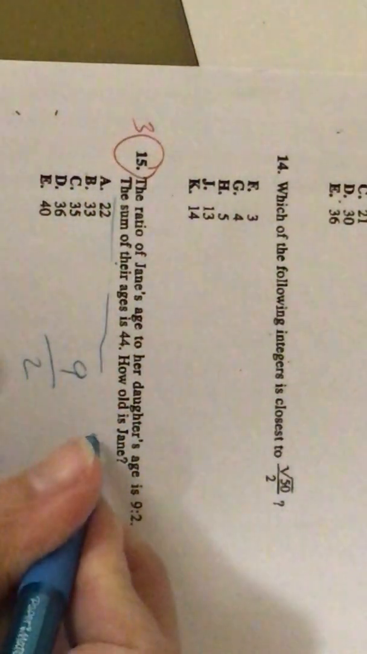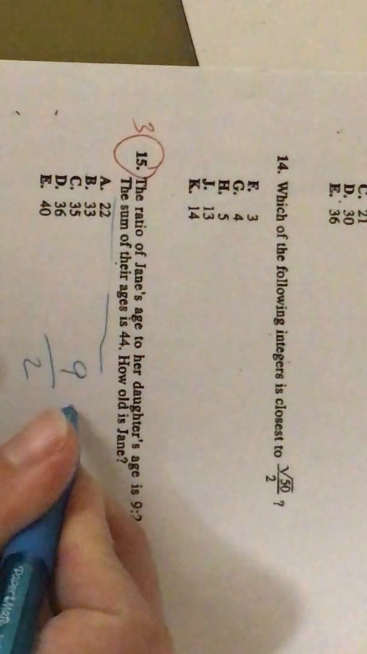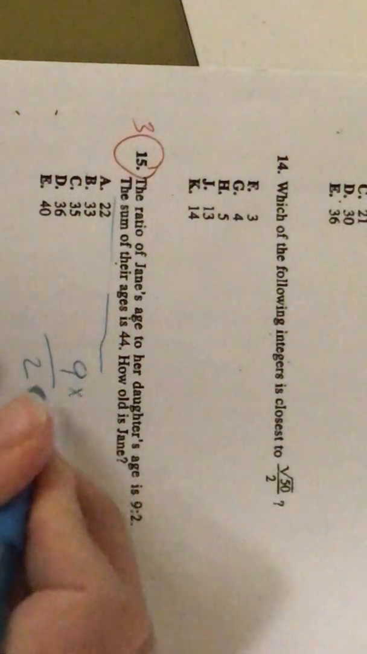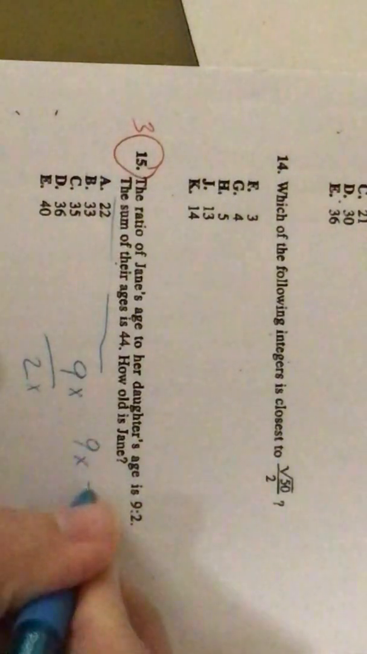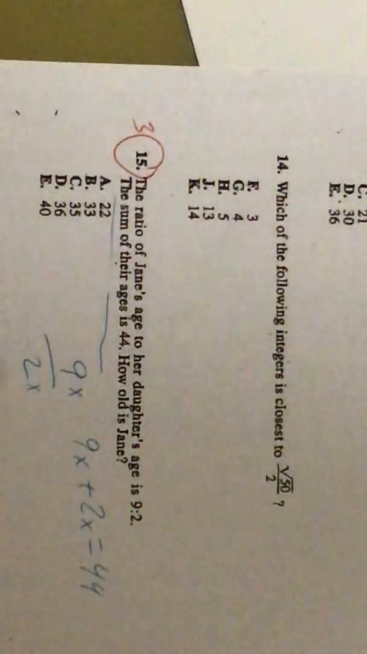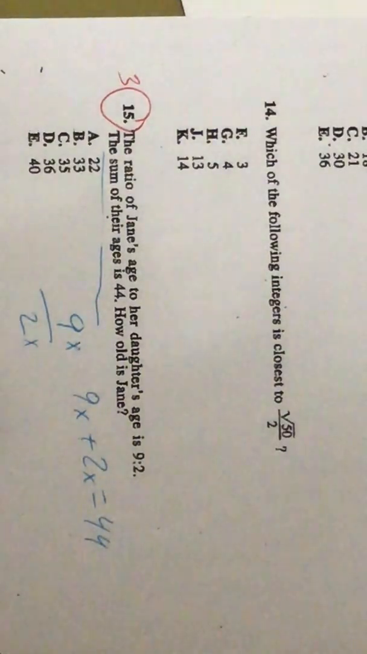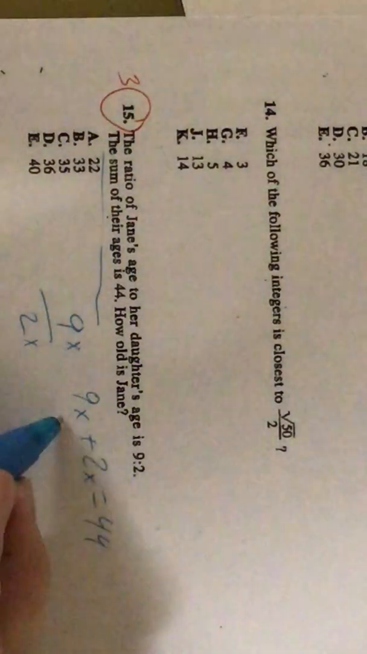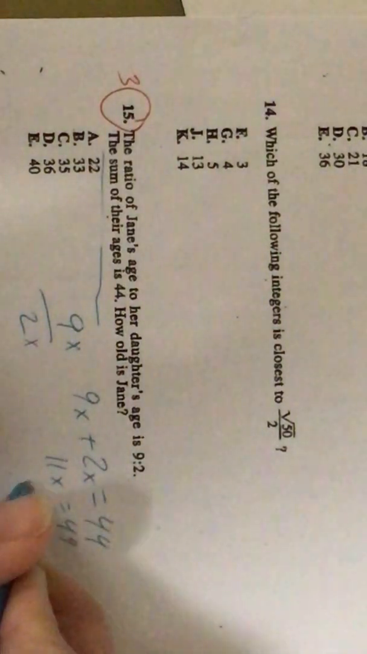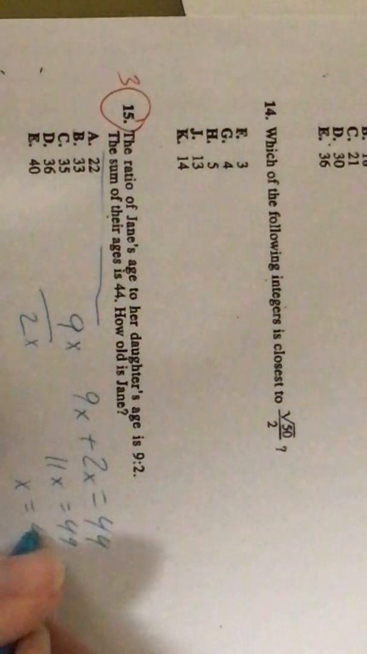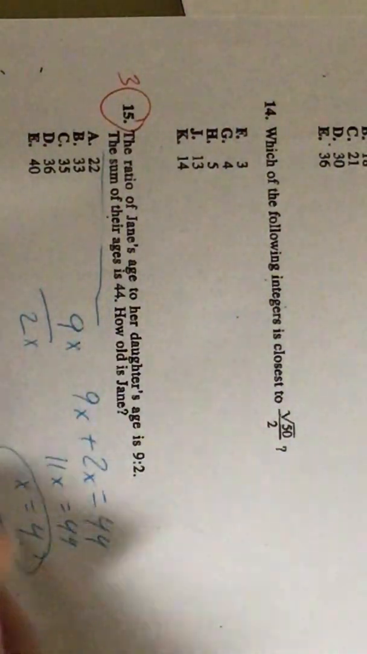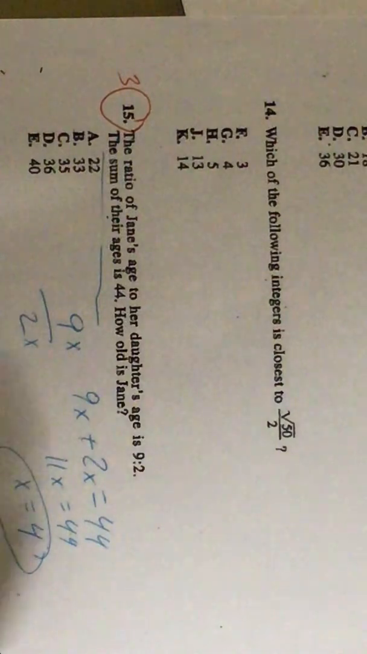So if I add Jane's age plus the other, we're going to put x's on those, and we're going to add 9x and 2x to give me my 44. Because we know together it has to add up to 44. When I do that, I get 11x equals 44, which means x is 4, dividing off that 11. This is now my ratio that I'm going to multiply these by.